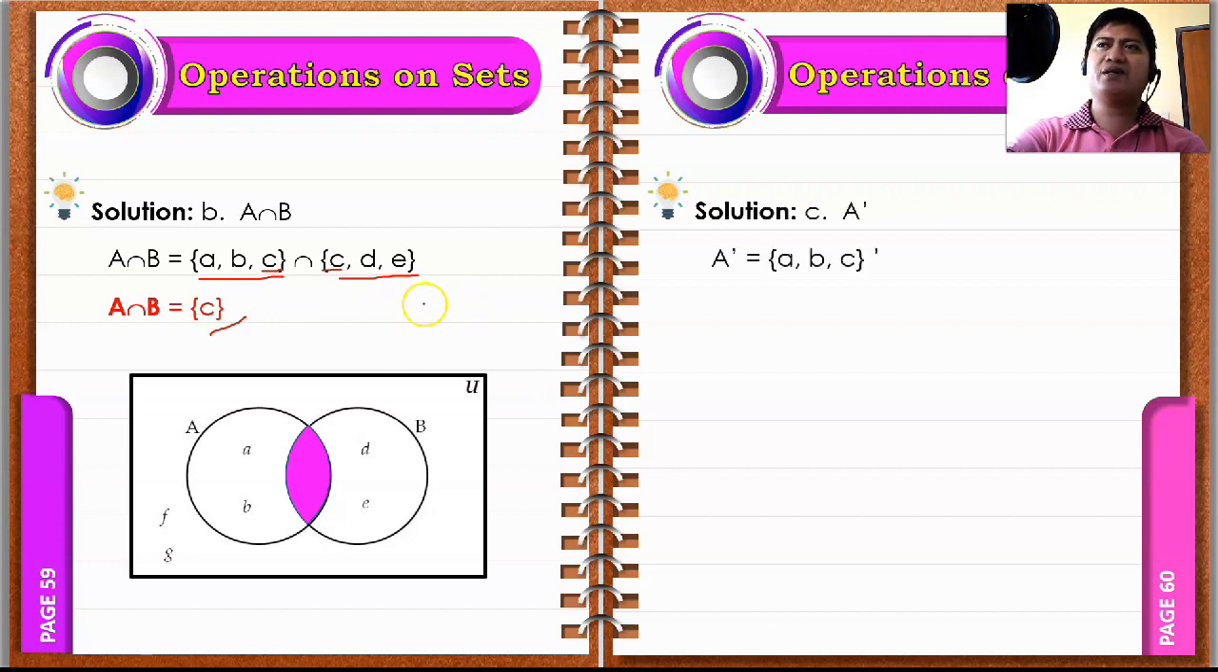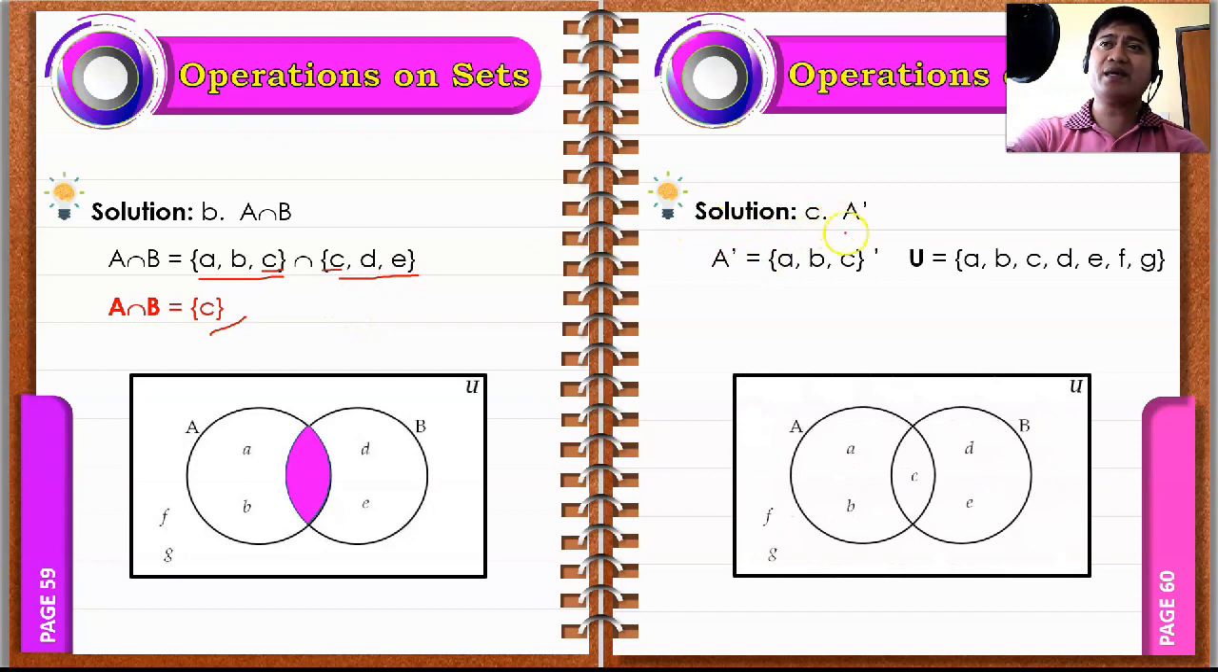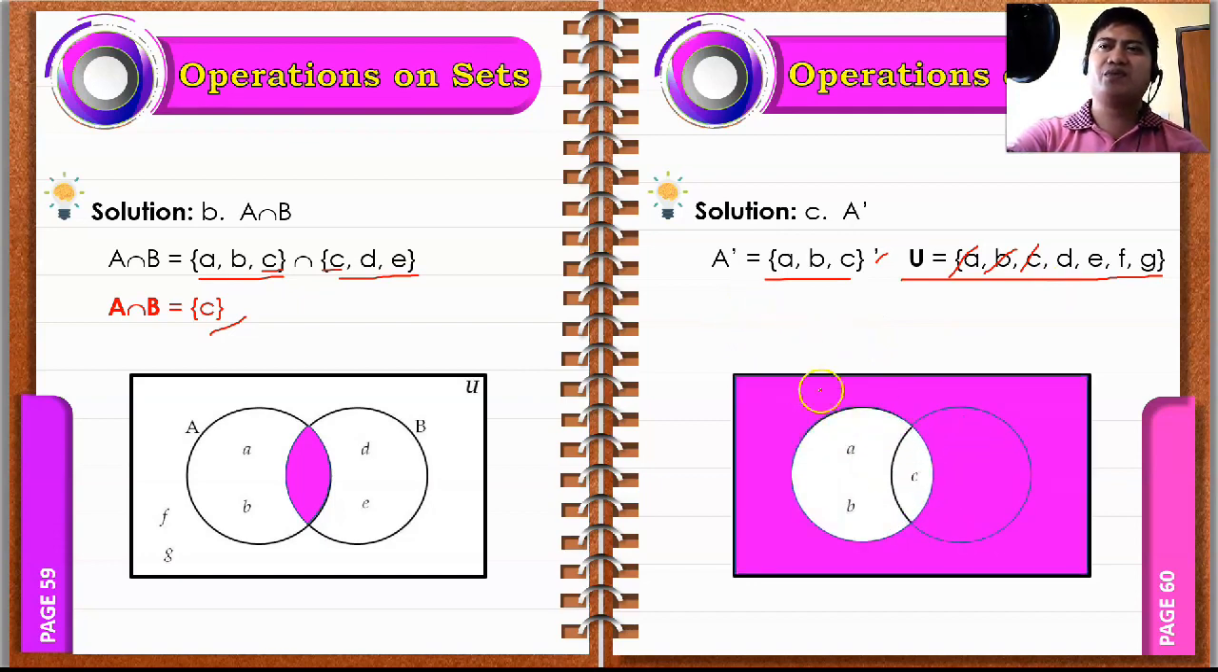So for the difference, or the complement, by the way, of set A, we have A complement. We need the universal set because this will be our basis to compute the A complement, since the definition states that x is in the universal set but cannot be found in set A. So we need to cross out those elements that we found in A. We have A, B, C, so cross out A, B, C. The remaining will be D, E, F, G. So this is now the solution for A complement.